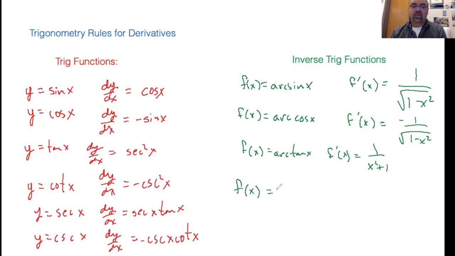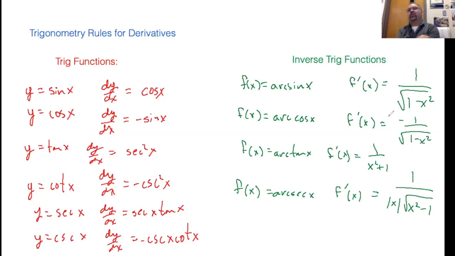If f of x is the arcsecant of x, then f prime of x is going to be 1 over the absolute value of x times the square root of x squared minus 1. And now these were all x. If there's a function of u in there, then you're going to multiply all these by u prime. So a lot of times it's just a u prime in the numerator.